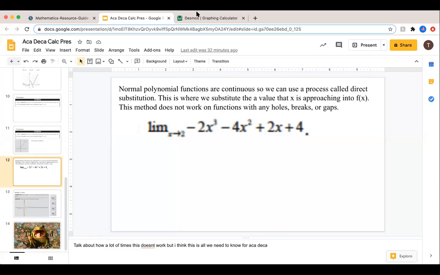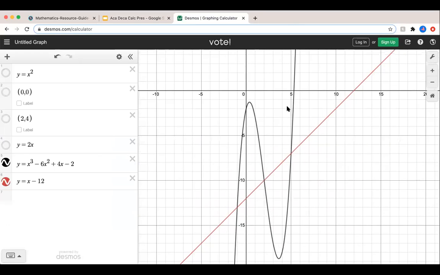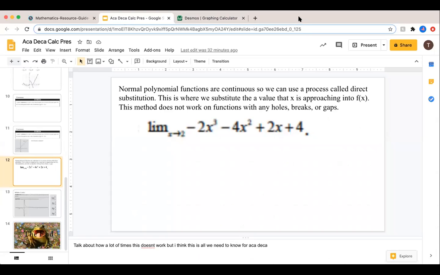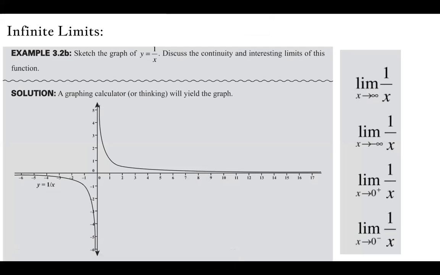And I'll show you guys this graphically as well. So on Desmos, oh, never mind, I didn't have this in my graph, but as x is approaching 2, it should be approaching that value that we just found. So next, I'm going to talk about infinite limits and asymptotes, which is a little more complicated because you can't necessarily use direct substitution.